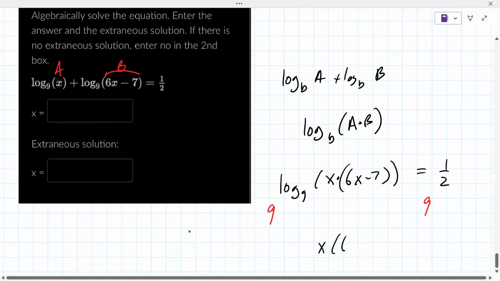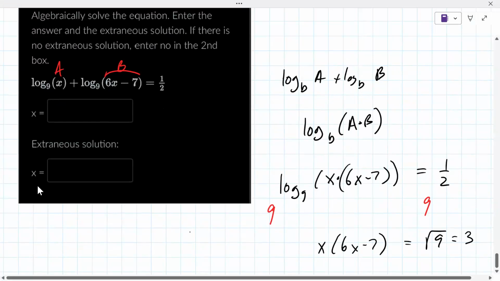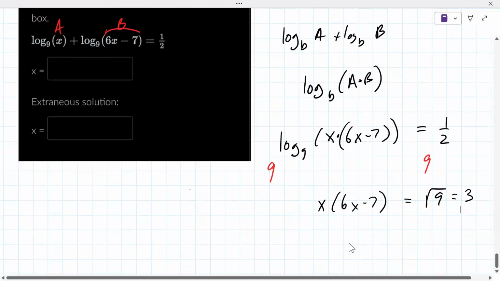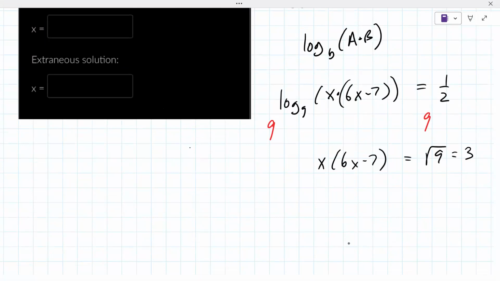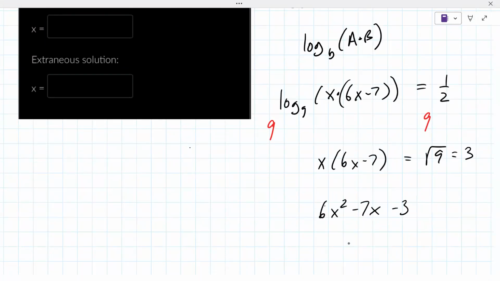So on the left, it becomes x times 6x minus 7 equals 9 to the 1/2 power, which is really the square root of 9, which is really 3. Is that okay? Yes. All right, now we're going to distribute in x into the 6x minus 7. 6x squared minus 7x minus 3. Well, it ends up equaling 3, so you bring the 3 over.